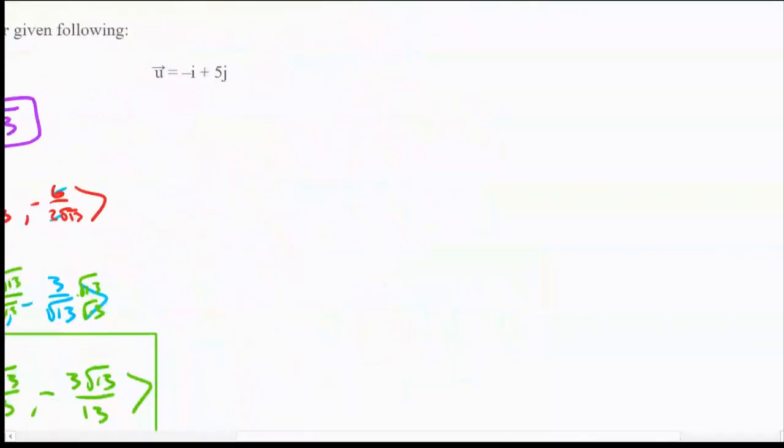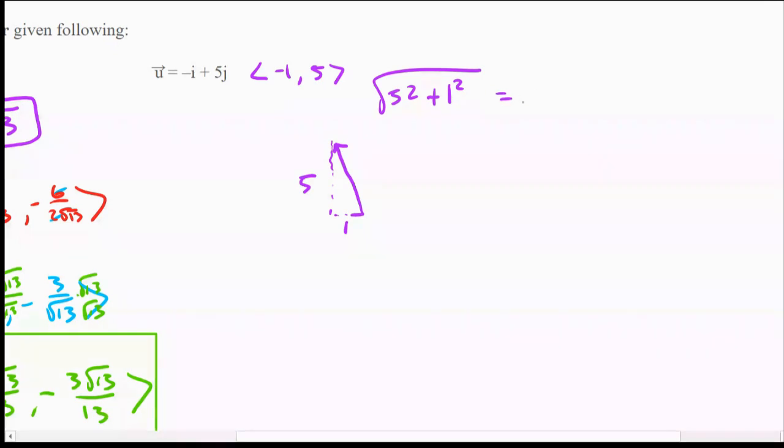Let's try one more here with vector u. In component form, this is negative 1, 5. So I'm going 1 unit to the left and 5 units up. In this one, my magnitude is the first thing I'm going to find, which is 5 squared plus 1 squared. Take the square root of that. That gives me the square root of 26. And I can't simplify that. So my magnitude here is just the square root of 26.